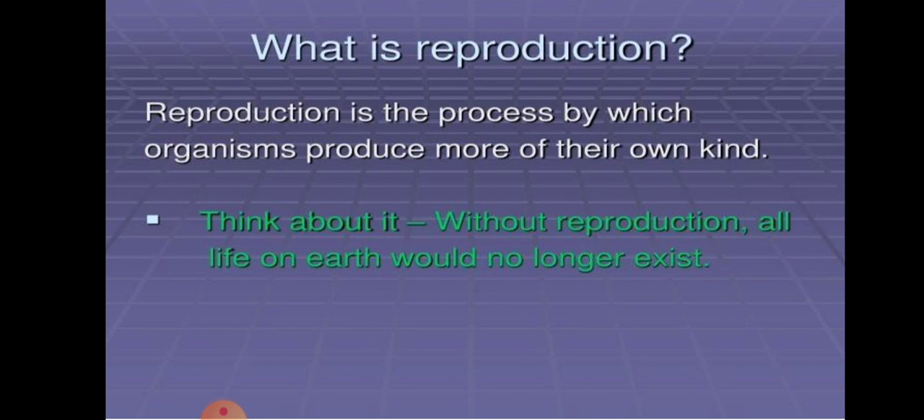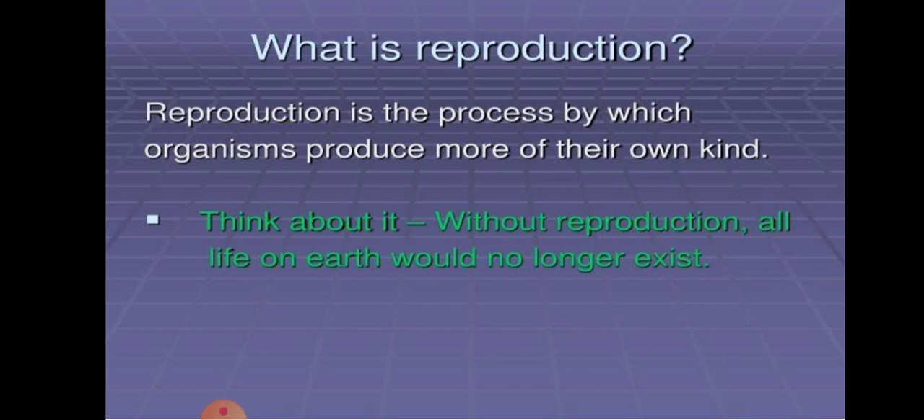Reproduction is the process by which organisms produce more of their own kind. Think about it: without reproduction, all life on earth would no longer exist. It is the process by which organisms produce new individuals of their own kind. Living organisms reproduce their own kind to keep life going. Therefore, reproduction is necessary for the continuation of species.